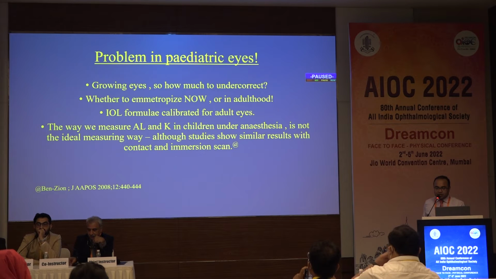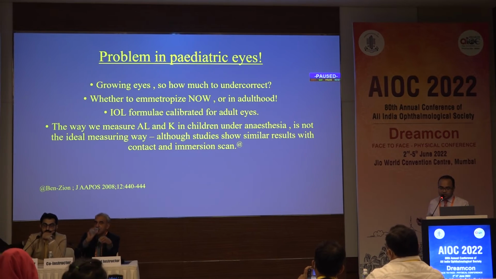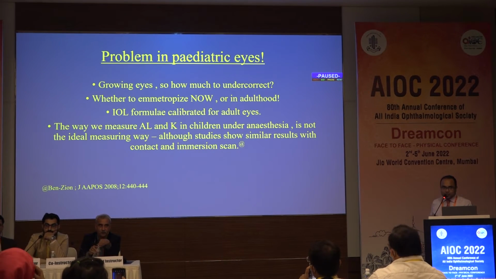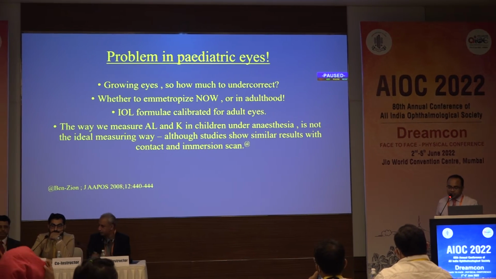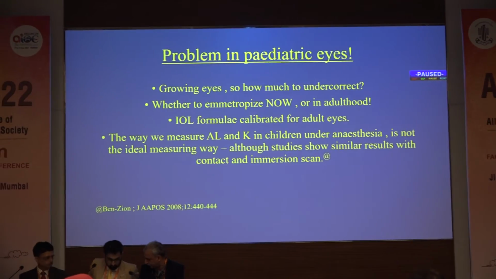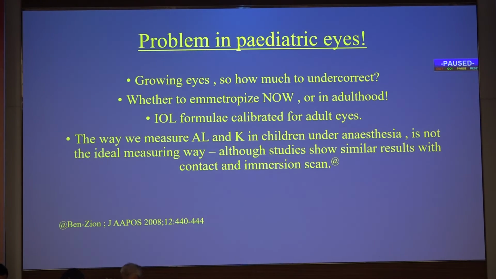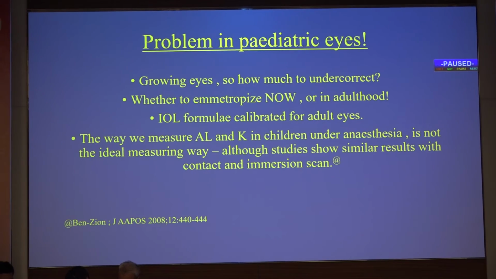almost all of us use undercorrection, the amount varying from surgeon to surgeon, although there are surgeons who prefer to emmetropize at the edge when they're doing the surgery, because they feel hyperopia is more amblyogenic than emmetropia, so better to emmetropize now.